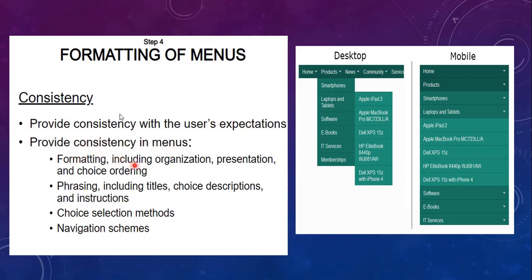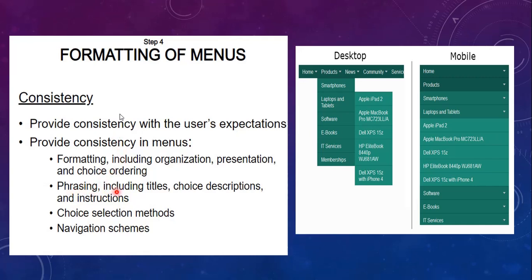It has to be in formatting, including the organization of the menu and how it is being presented to the user, and also choice of ordering. Ordering in the sense it may be in numbering order or in alphabetical order. You may have a general order also. So there are different kinds of ordering, which we will be studying later, but in all senses you have to maintain the consistency. And next is phrasing.